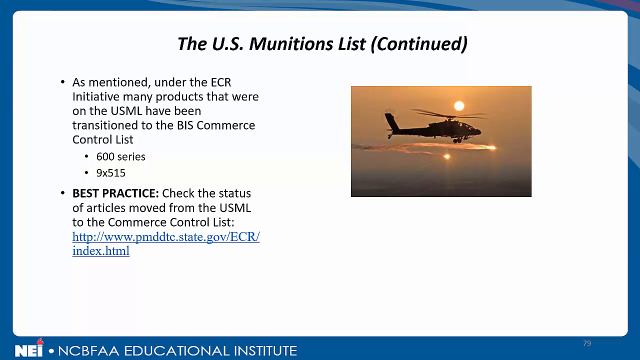So for a best practice, you can check the status of articles moved from the USML to the Commerce Control List on this web link here. It appears on this page as well as in our bibliography. So there are a couple of sources that you can check for any changes to the USML: the Federal Register, the ECFR, and this web link as well.